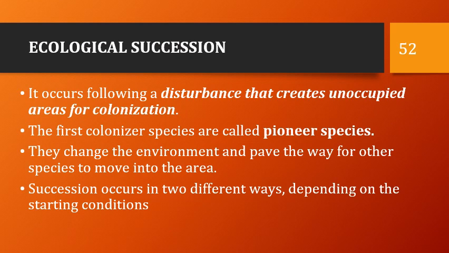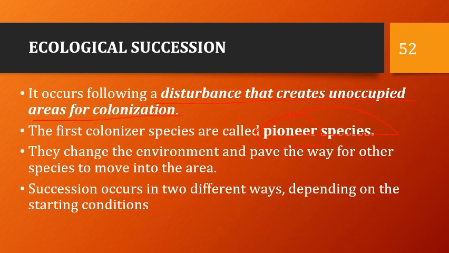We also have here ecological succession. When we say ecological succession, it occurs following a disturbance that creates unoccupied areas for colonization. Take note, a disturbance that creates unoccupied areas for colonization. So, the first colonizer species are called pioneer species. Kapag nakakita kayo ng pioneer, meaning to say that we are referring to the first. Okay, sila yung mga nangunguna. Okay, they change the environment and pave the way for other species to move into the area.